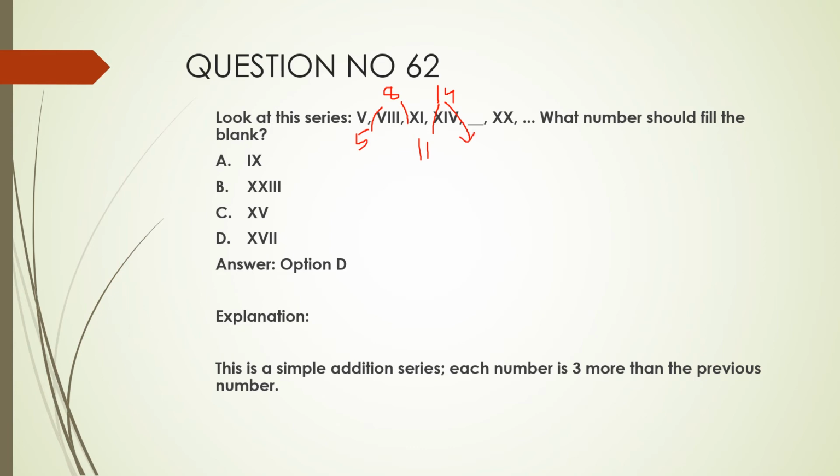So you'll get 17. This one is 17, right? 10 plus 5 plus 2, that is 17. So the answer is D.